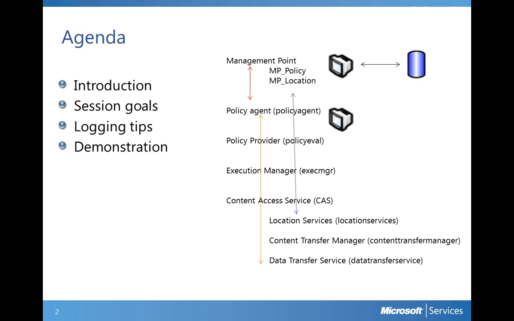Now that we're on the client side, the first action that a client takes to download that policy is to request it. One of the first pieces in line on the client side to request the policy is this piece known as policy agent. This is the log file name. This is where I saw the other mistake, policy evaluator. This should be provider, not evaluator. And here's the log name.